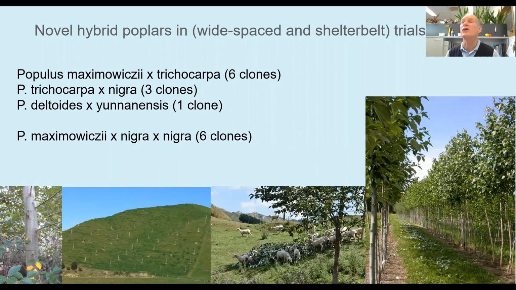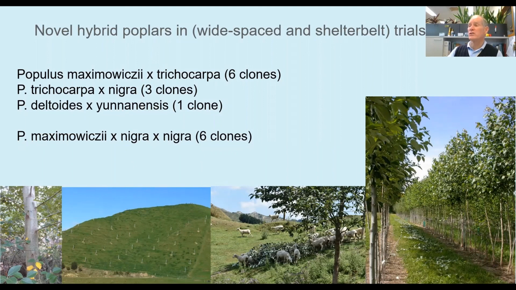We have a number of novel or new hybrid poplars in trials at the moment. You can see there are 6, 12 and 16 different poplar clones. The wide space trials are on sloped farmland in different regions and in different climates. Spacings are 10 metres by 10 metres generally. Shelter belt trials are on pastoral or horticultural land. Spacings are 2 metres and 4 metres. Our pruned trial trees, of course, provide useful fodder for the stock on the farm.